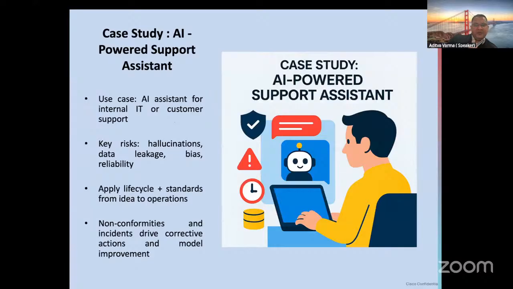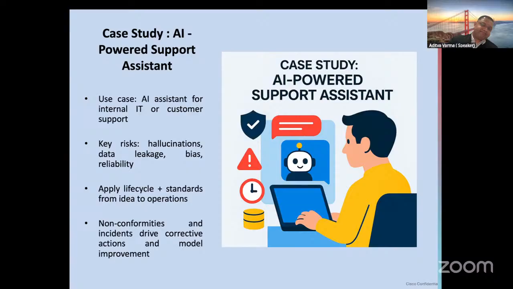So let me walk you through a case study because, like I told you, I wanted to keep this talk very, very practical. Consider a simple but common scenario. I'm sure all of us are seeing some kind of an AI powered support assistant for internal IT help or external customer support. Everyone is using these smart AI bots, right? You call it AI bot, you call it AI agent, right? Automation leading to agentic AI.